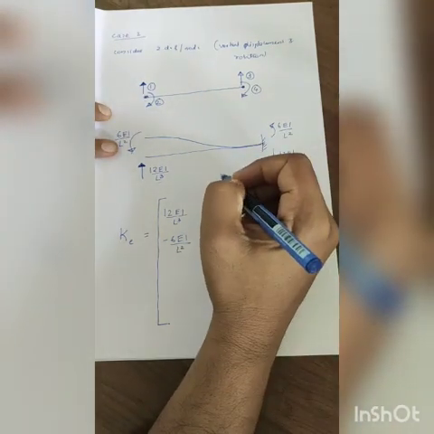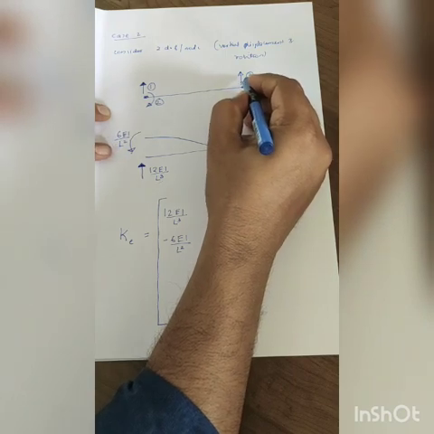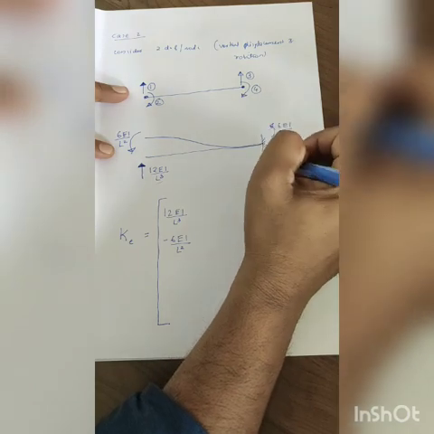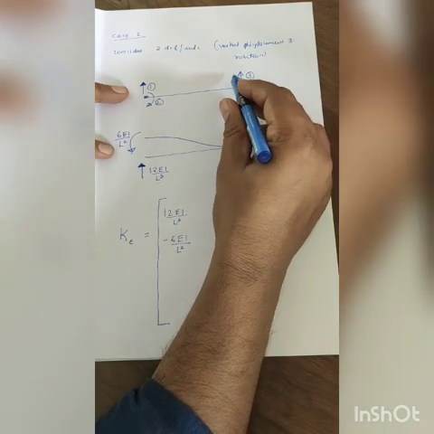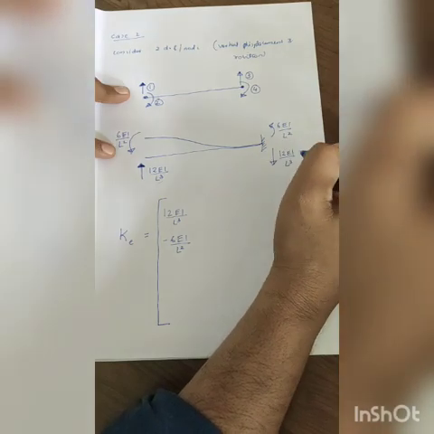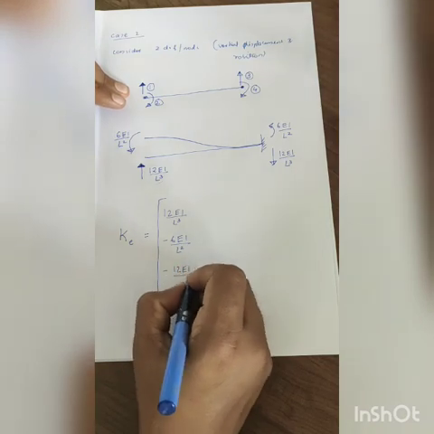And the next thing is K31. K31 is the force induced due to unit translation at 1. The force induced is also in the downward direction. The considered direction is upward, so the reaction coming is in the downward direction. So again it is negative, minus 12 EI by L cube.